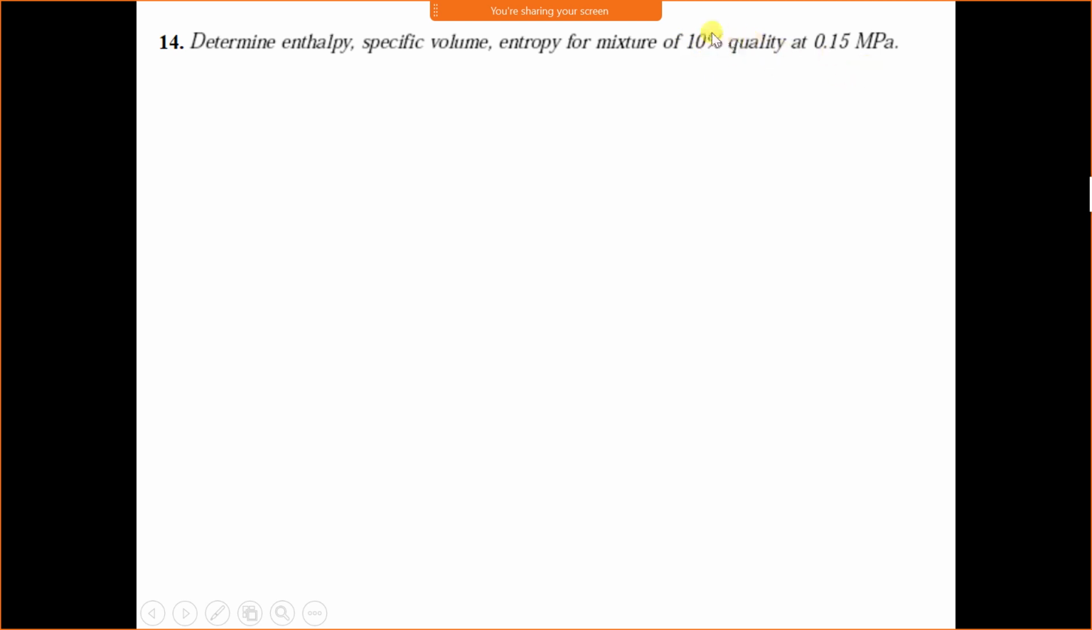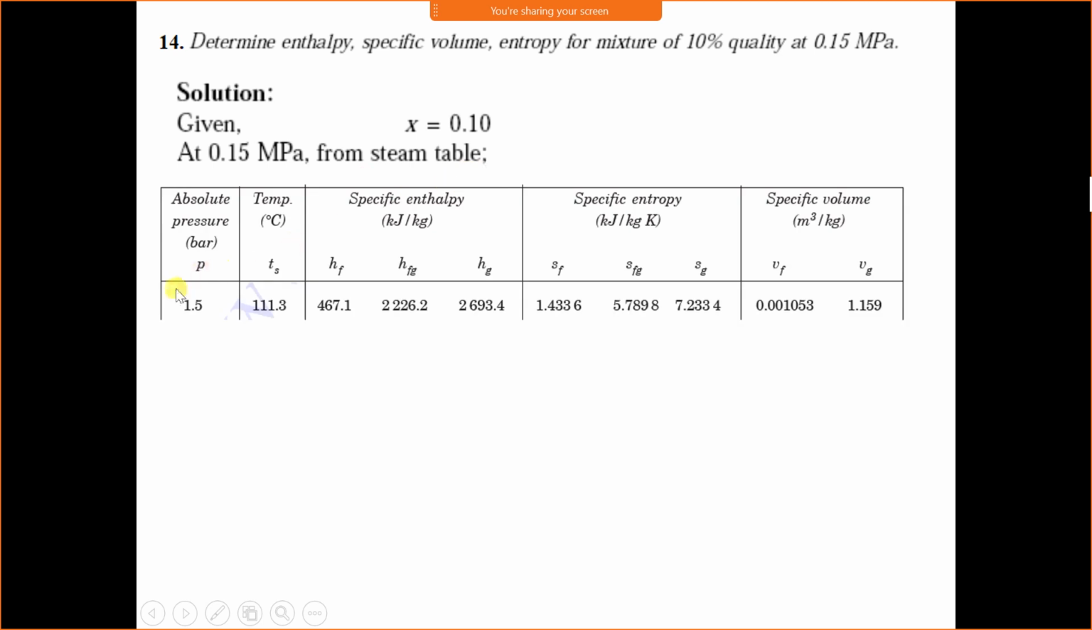Whenever dryness fraction is given, steam is wet. And to calculate enthalpy, entropy and specific volume, we require either pressure or temperature. In this problem, pressure is given. So, dryness fraction is 0.1 at 0.15 megapascal, which means 1.5 bar. Therefore, from the steam table at 1.5 bar, these are the corresponding values of enthalpy, entropy and specific volume.